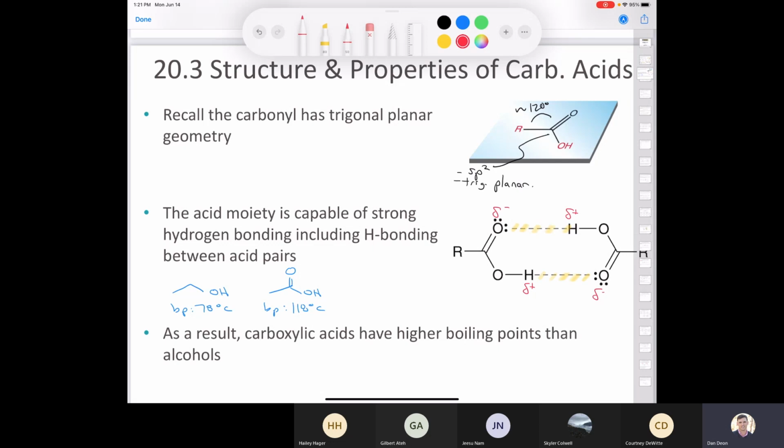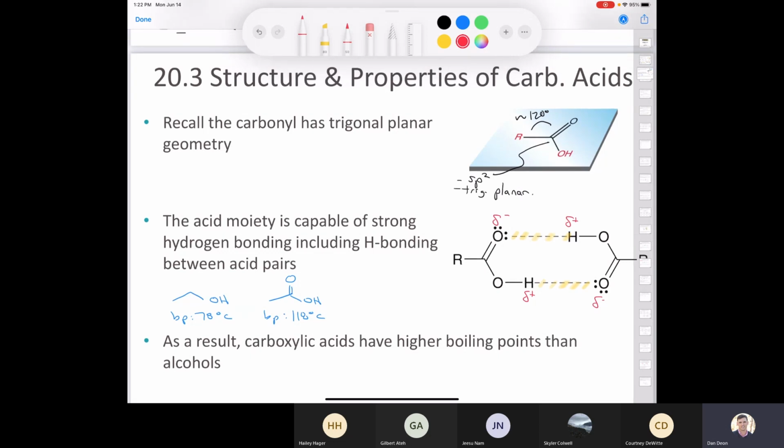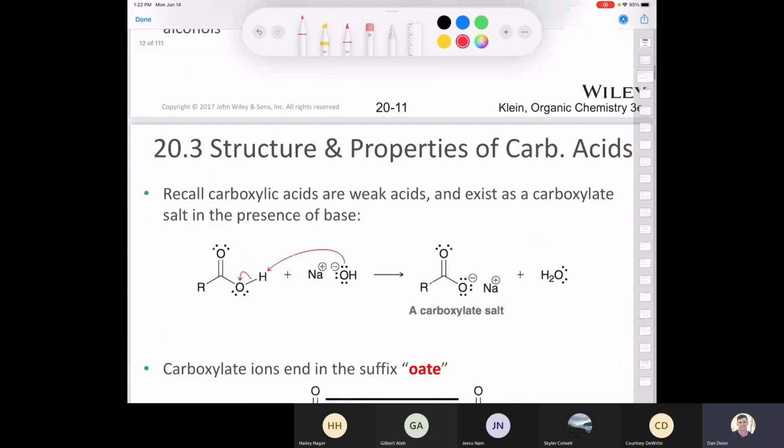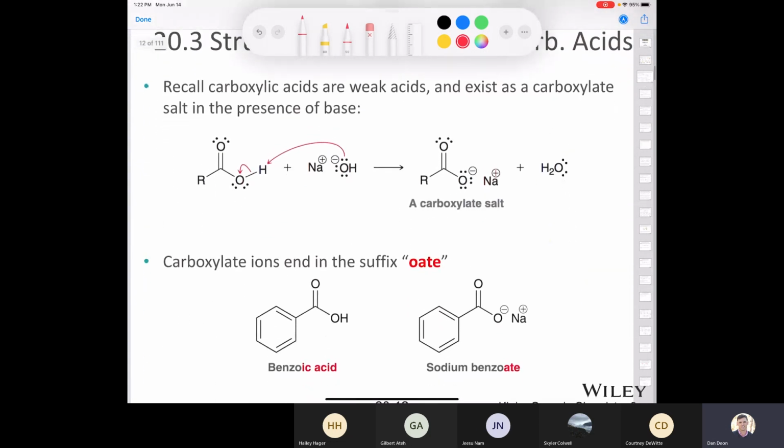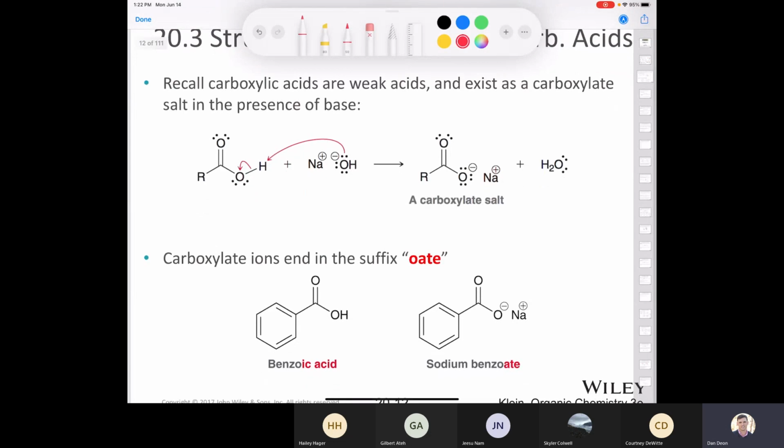Well, if you think about the word carboxylic acid, what does that mean? What's an acid in chemistry? It's a proton donor. So carboxylic acids are not strong acids like sulfuric acid or hydrochloric acid. However, they can donate protons. So although it is a weak acid, if you put it in the presence of a strong base like sodium hydroxide, what's the base going to do? It's going to rip the protons off of that in order to make a carboxylate salt.